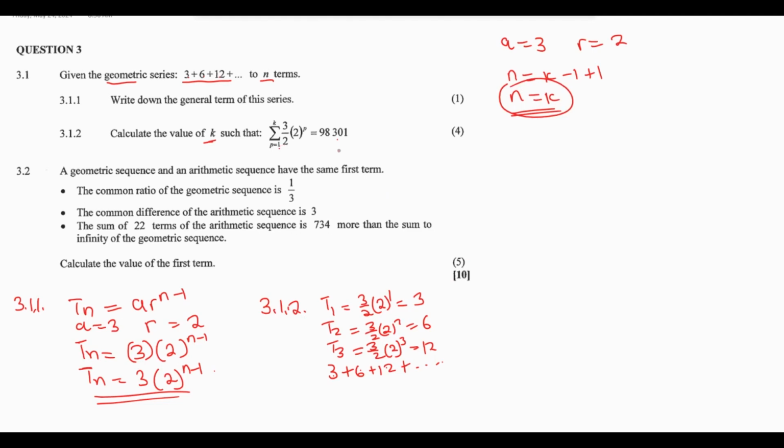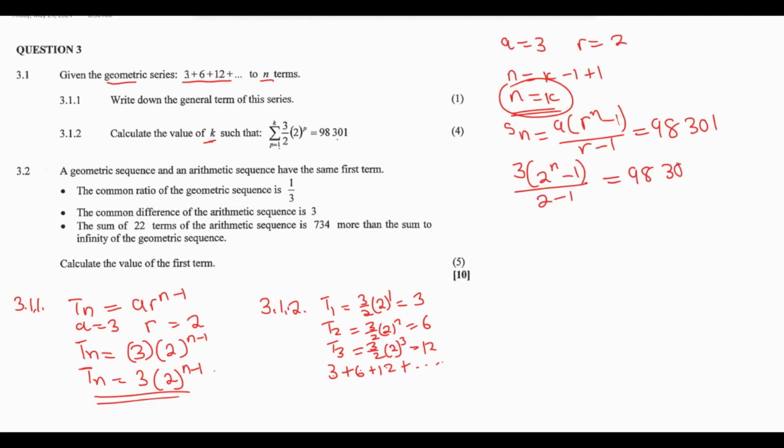And then let's use our formula. Remember, Sn is equal to a, and then r to the power n minus 1 over r minus 1. We want to find the value of k. So this is equal to 98,301. Right, let's substitute what we have. Our a is 3, and then 2 to the power n minus 1 over 2 minus 1 is equal to 98,301. Right, 2 minus 1 is 1. So basically we're remaining with 3 times 2 to the power n minus 1 is equal to 98,301.